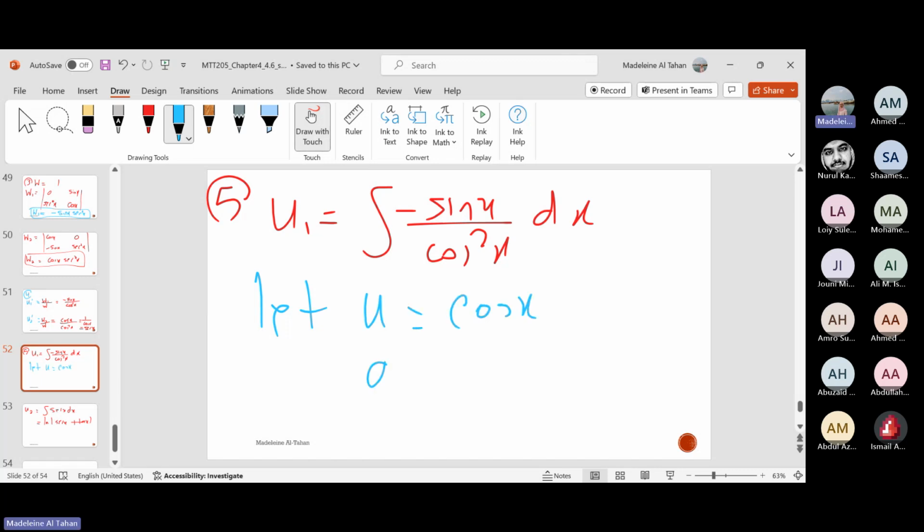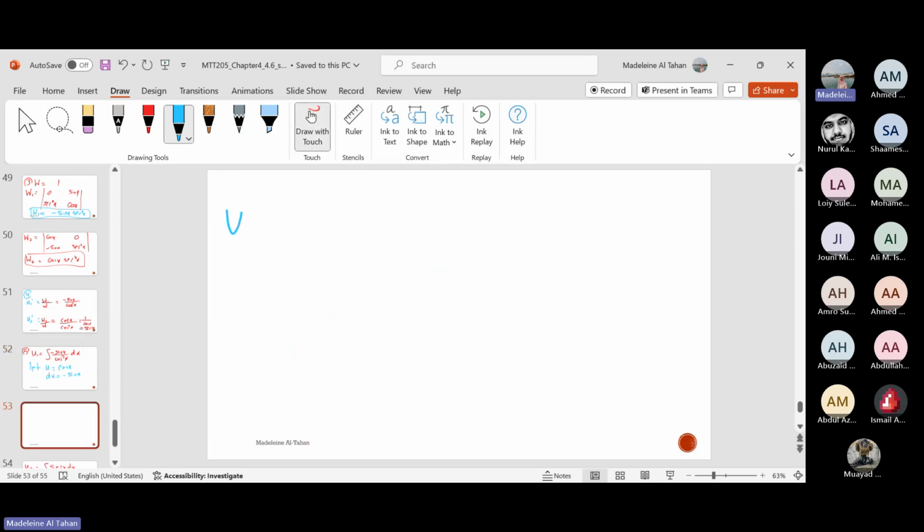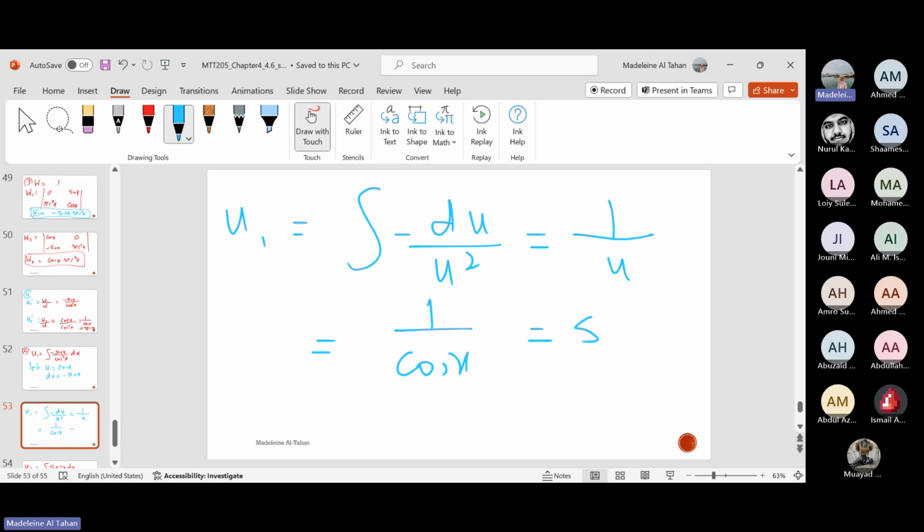Let u equal cosine x. du is equal to negative sine x dx, right? So what would we get here? U1 is equal to negative du over u squared, which is 1 over u. And u, we took it as cosine x. So we will get it as secant x. So we got now U1 and U2.